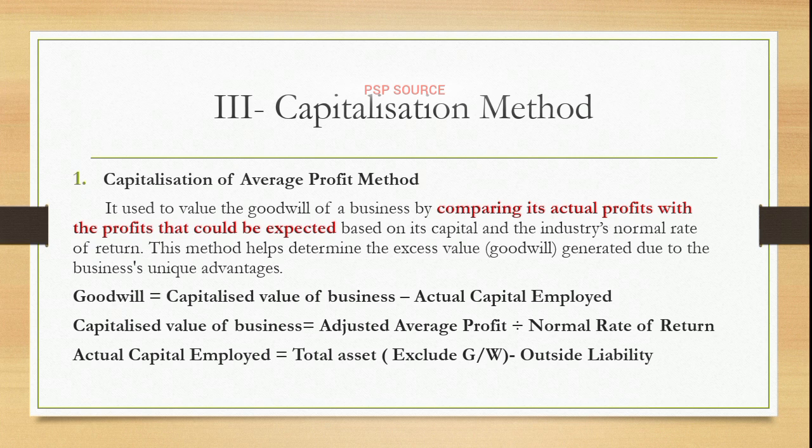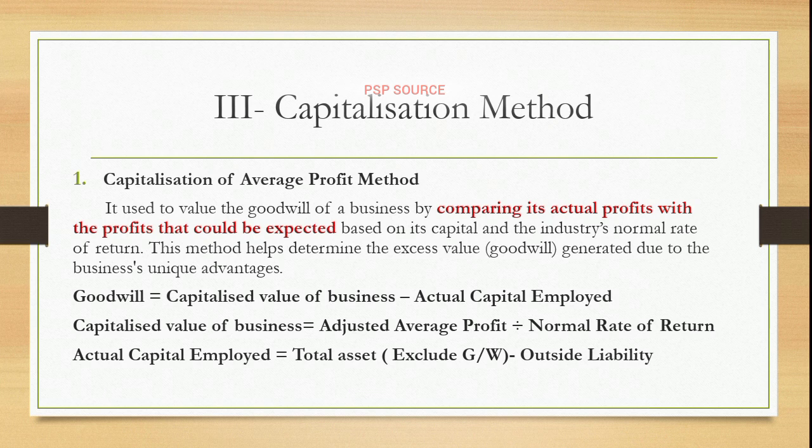It is used to value the goodwill of the business by comparing its actual profit with the profit that could be expected, which means it helps to know the present value of future income through the company's unique advantages. The formula of the capitalization of average profit method is: goodwill equals capitalized value of business minus actual capital employed. Capitalized value of business equals adjusted average profit divided by normal rate of return.